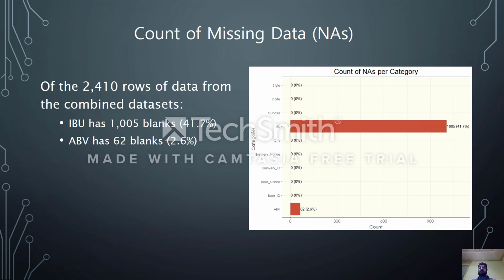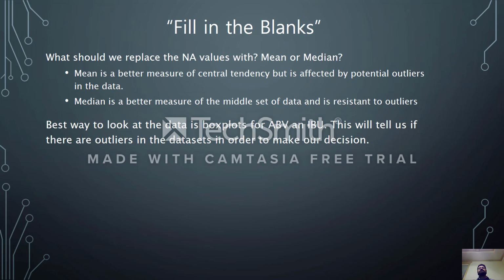There are missing rows here that we need to figure out what to do with. We could omit these rows, namely for IBU and ABV. However, that might be releasing key points of data that we actually could use. Therefore, we should replace them. And we need to figure out what to replace them with.